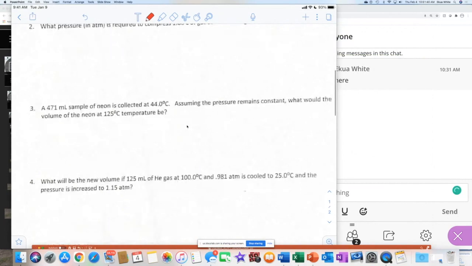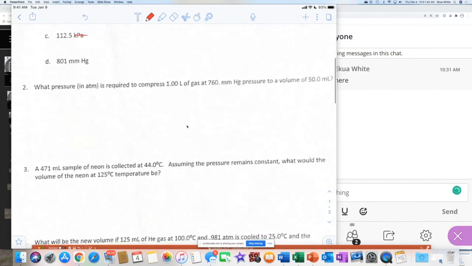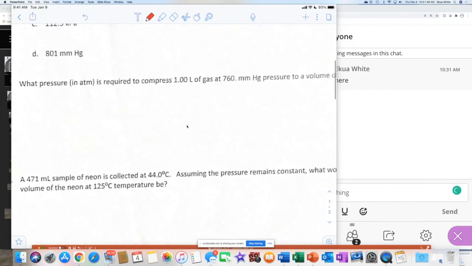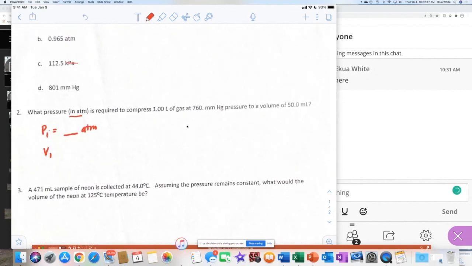I want to work this one here because this is different from the one we just worked. Yeah, it's different with the remaining time. It says here, what pressure in ATM is required to compress 1 liter of gas. So we are looking for a pressure. Let me call it pressure 1 because I have no idea what it is. So I'm assuming this goes with 1 liter of gas.